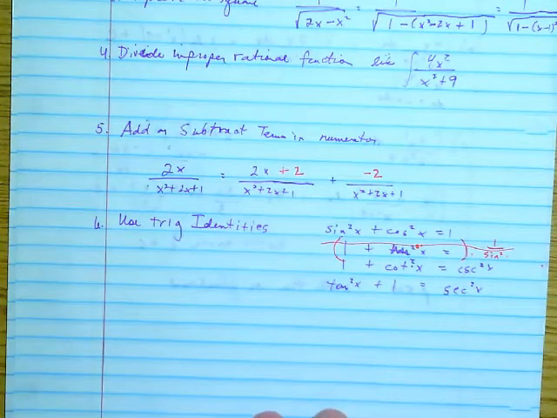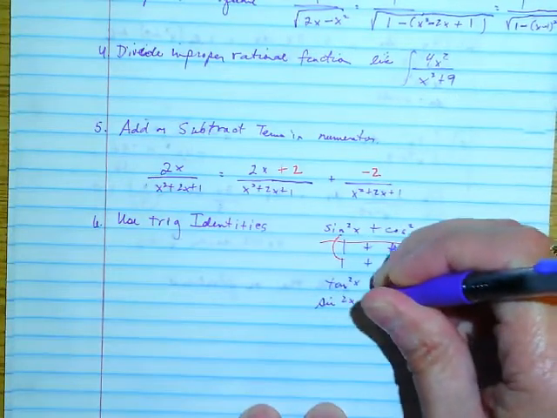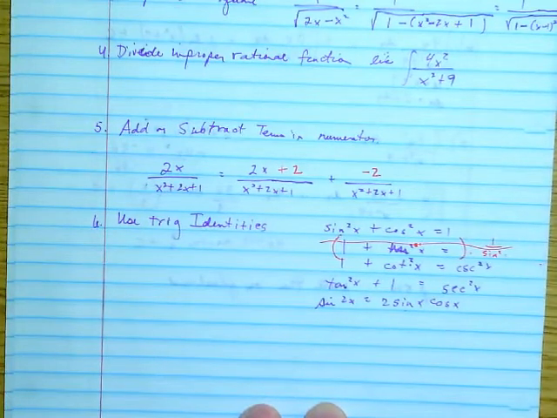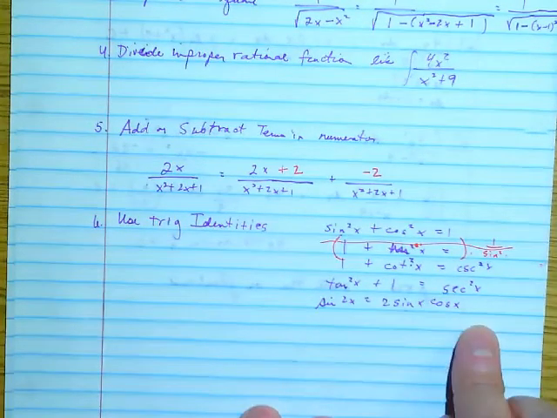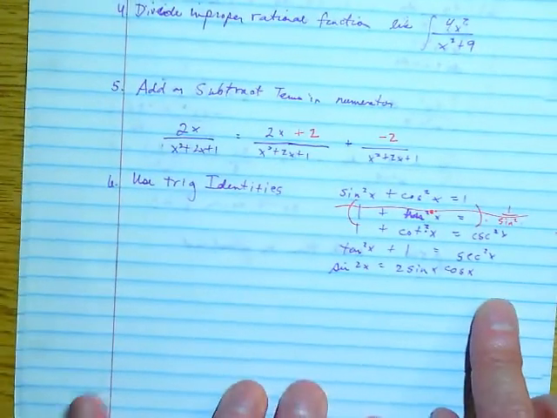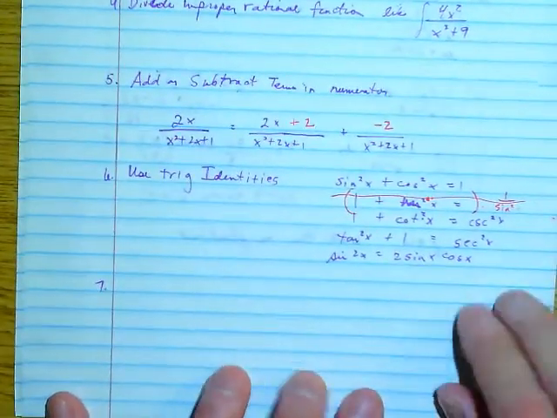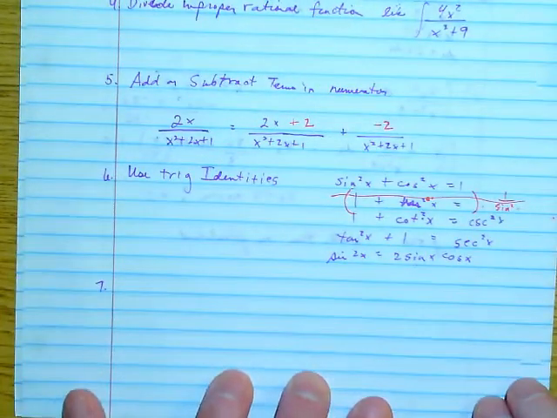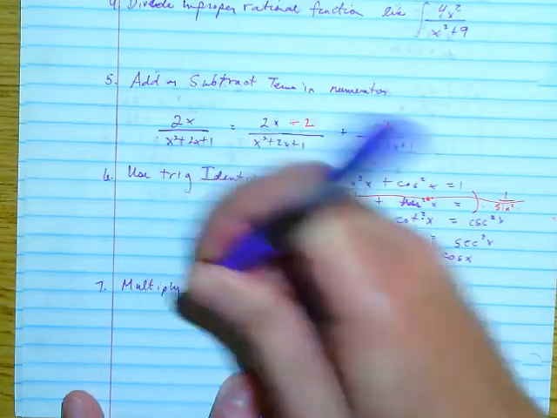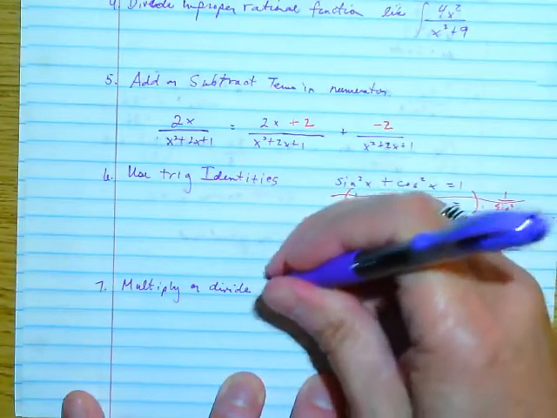Okay? You've got those. Also, remember sine 2x, that's 2 sine x cosine x. The double angle formula for sine would be one that you'd want to know. Cosine double angle would be one that you want to know. You've got those, okay? And then another idea, and then we'll wrap it up with this one, is multiply or divide by the conjugate.